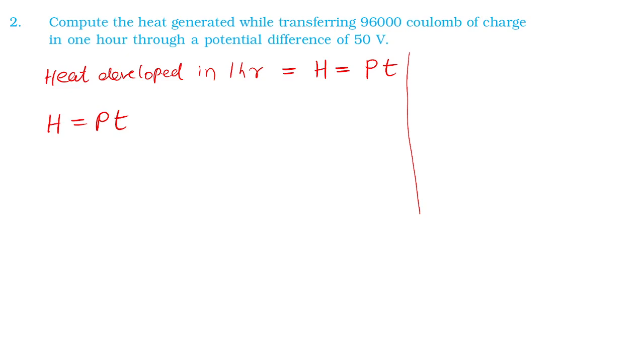Listen. Power has the formula voltage into current. We studied that. Voltage is given, we need not worry about voltage. It is 50 volts. Is the current I given? No, I is not given.